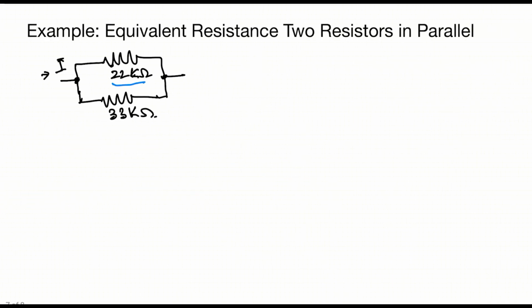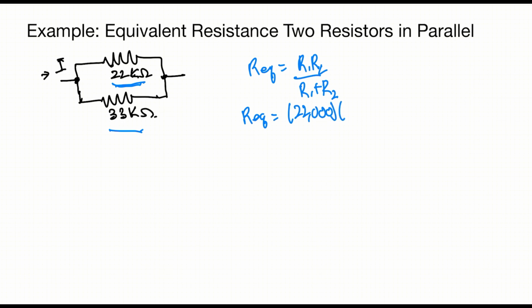Next, let's do an example. In this example, we've got two resistors. R1 is 22K, and then we have a 33K ohm, 33,000 ohms, resistor, with the current coming into this parallel combination of resistors. Now we know R equivalent is equal to R1 R2 over R1 plus R2. So R equivalent is going to be R1, 22,000 ohms, times 33,000 ohms, divided by the sum of 22,000 plus 33,000.